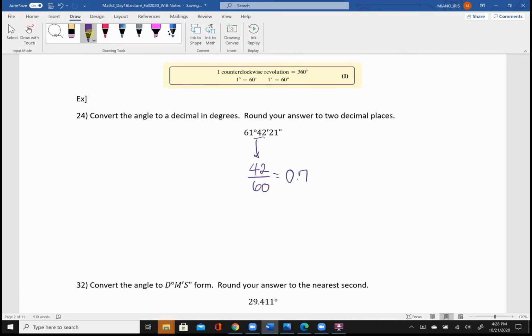And then here, for the 21, if you want to divide this into decimals, you not only have to divide it by 60 to turn it from seconds into minutes, but you also have to divide it by 60 again to turn it from minutes into degrees. So basically, it's like you're taking this 21 and you're dividing it by 60 times 60. It's like you're dividing it by 60 twice over, which is 3,600.